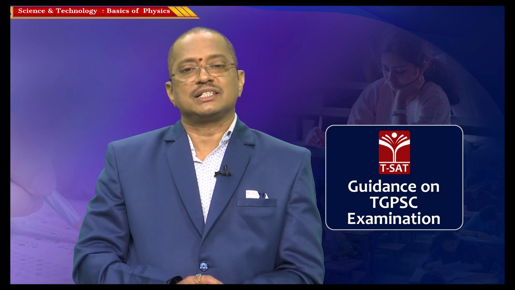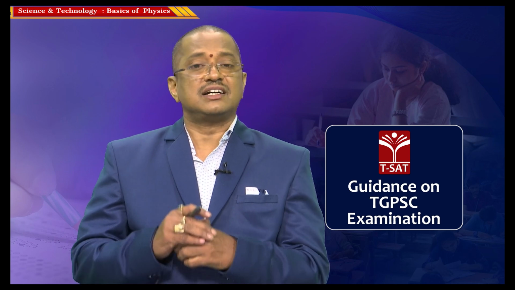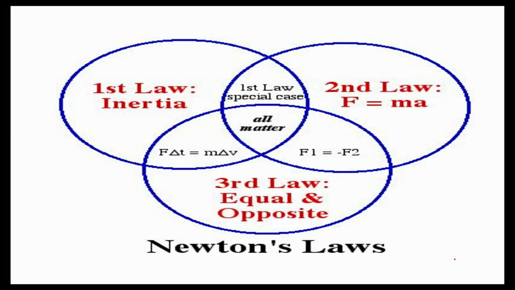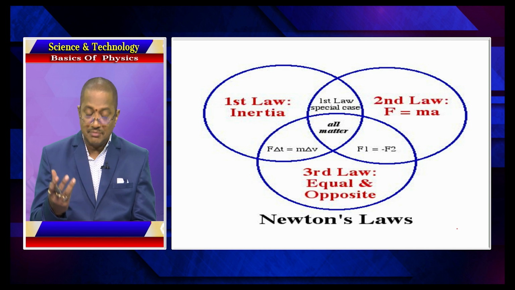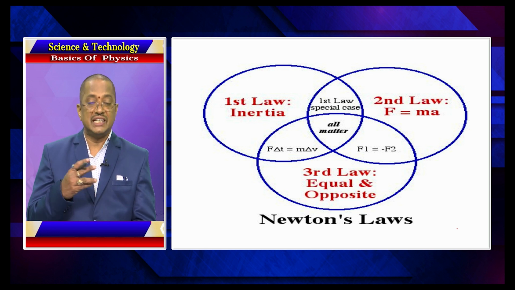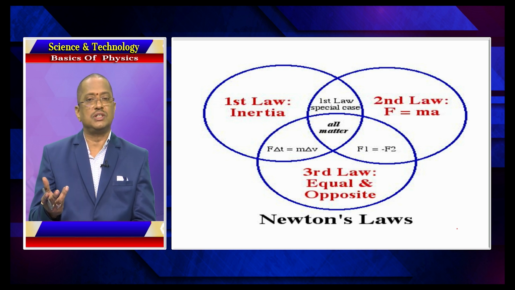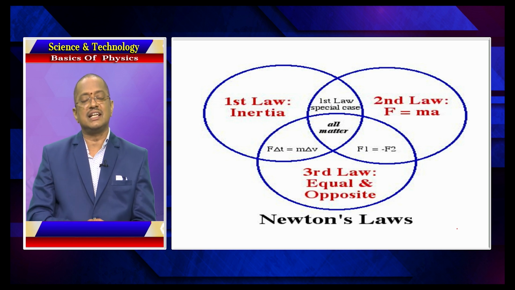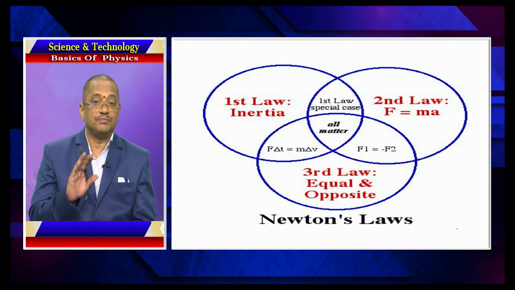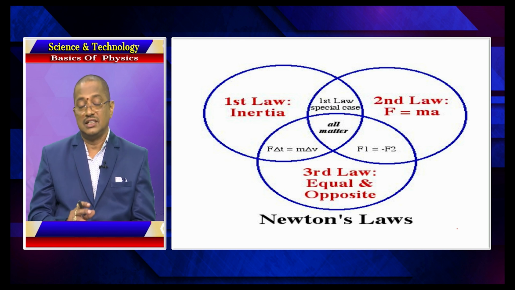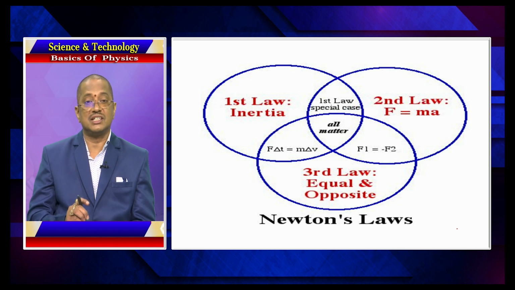Now, next one, the relation between Newton's laws. The first law represents inertia. As you know, until and unless an external force acts on it, the body will continue in the same state. When it is in constant speed motion, it stays in motion, and when it is at rest, it stays at rest. Clear? That is called inertia. This first law is the law of inertia.